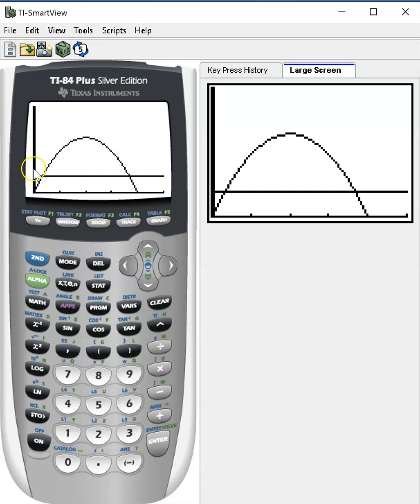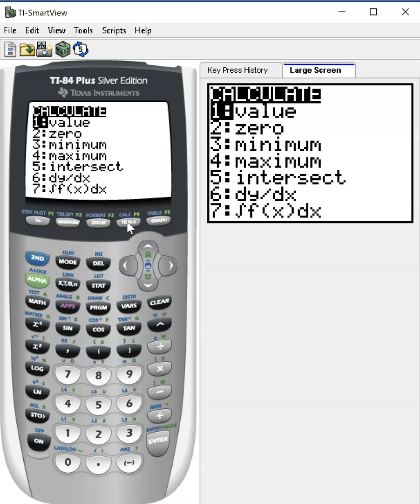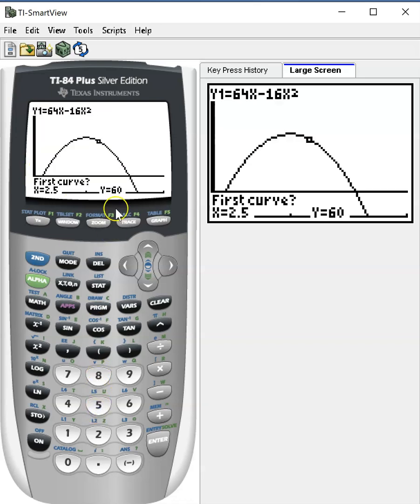Now you can see that the two lines intersect right here on the left and over here on the right. So we're going to have the calculator find those values for us. We hit second and calculate. It gives us a list of options. We want to choose number 5 because that says where they intersect. So I just hit the number 5. And it's going to ask me 3 questions: first curve, second curve, and guess.